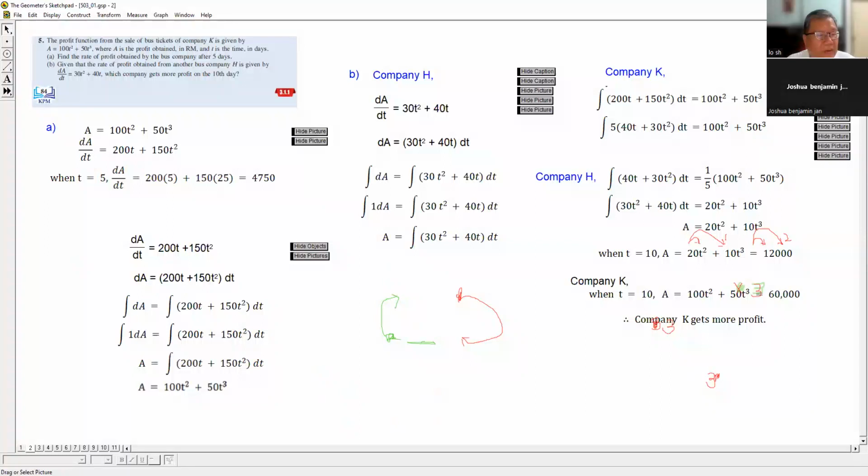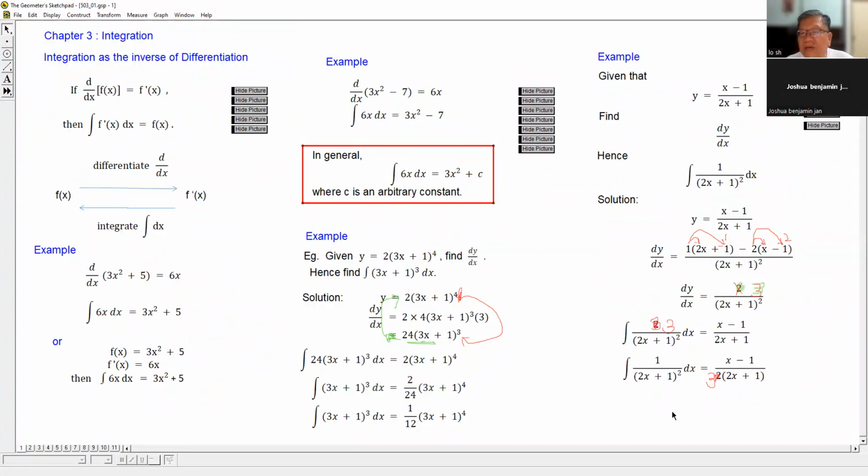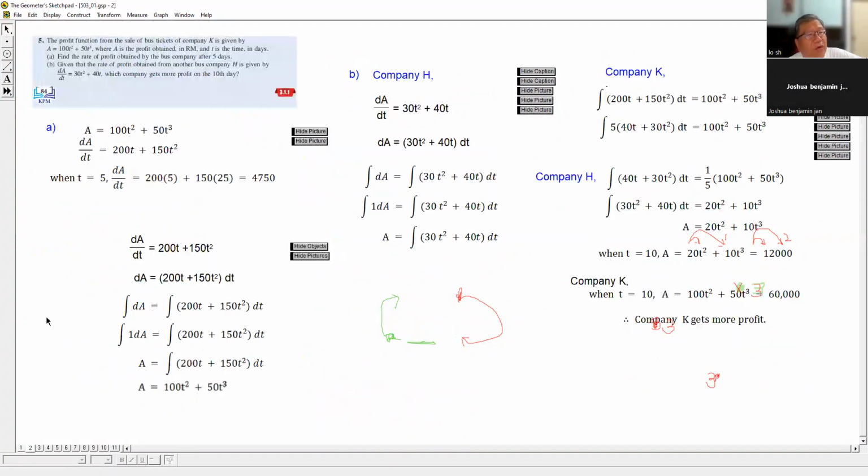Before I carry on, can follow or not this one? Any question? No. So you integrate this, you should get back the original function. But sometimes they have no number there. But your answer actually got number, so you have to bring the number over to get the actual answer. Okay, right. So we move on.